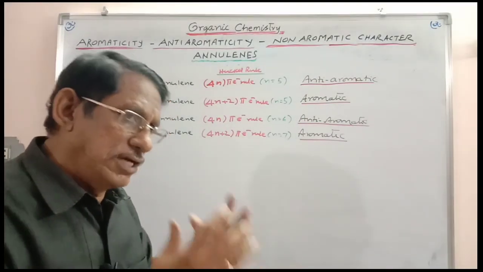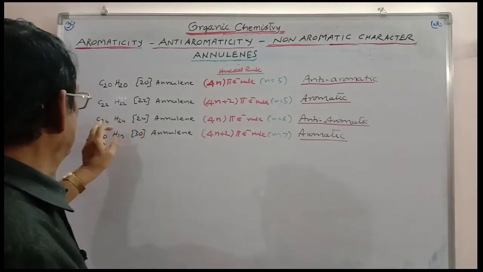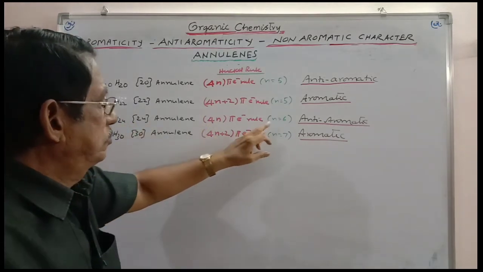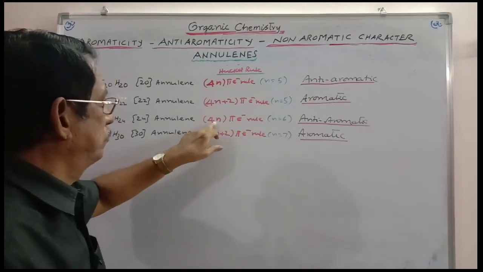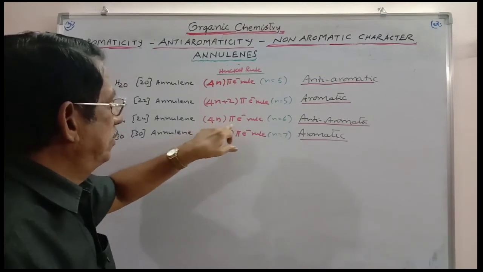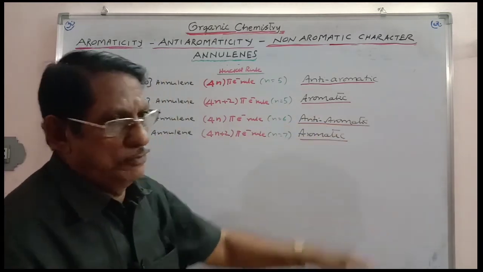Planarity and cyclic system is always there for all these compounds. Similarly, you can take 24 annulene, C24H24, and here there are 24 delocalized pi electrons. In the case of 4n, n is equal to 6, it becomes 24 pi electrons, and so the 4n pi electron rule is applicable here. And so once again it becomes anti-aromatic.